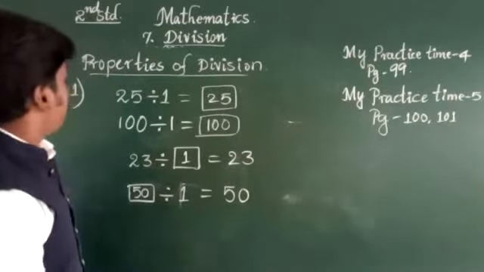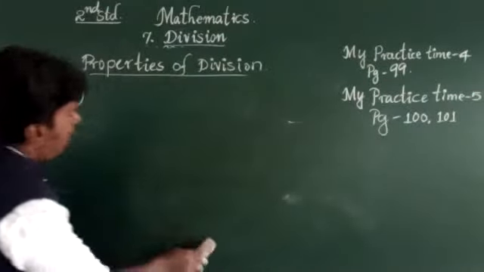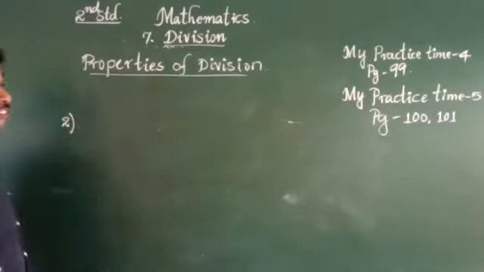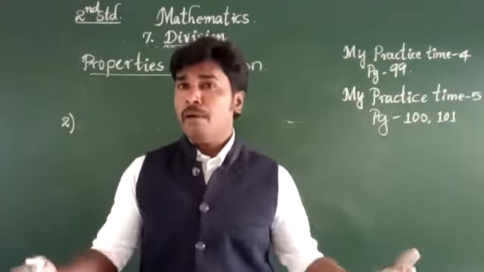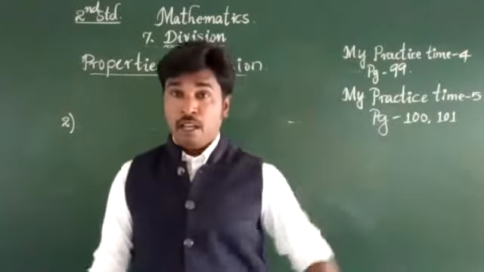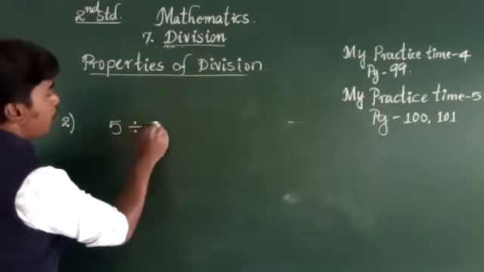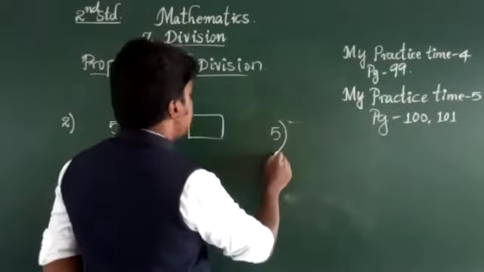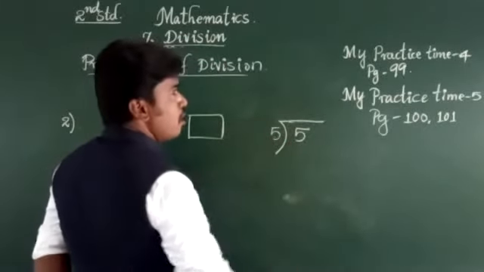So this is about dividing any number by 1, you get the number itself. And the second property is, when you divide any number by the number itself, the answer is 1. How to find? It's very simple. 5 divided by 5. What is the answer, dear children? 5 is the divisor and 5 is the dividend.